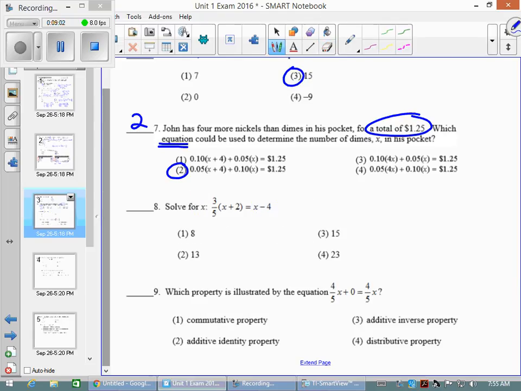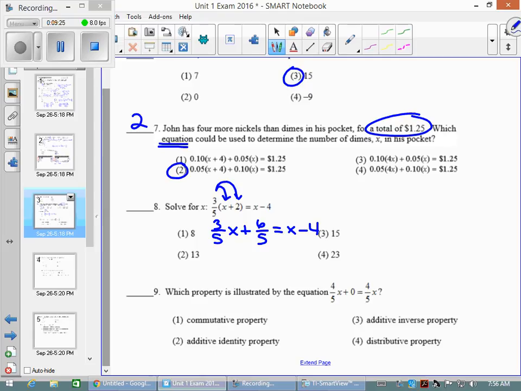So I'm going to take a different approach and start by distributing that 3/5. I'm going to end up with the equation 3/5 x plus, if you take 3/5 and multiply it by 2, you should get 6/5, and set it equal to x minus 4. Now I have an equation where the variables are on both sides and my constants are on both sides, so I'm going to try and combine them.